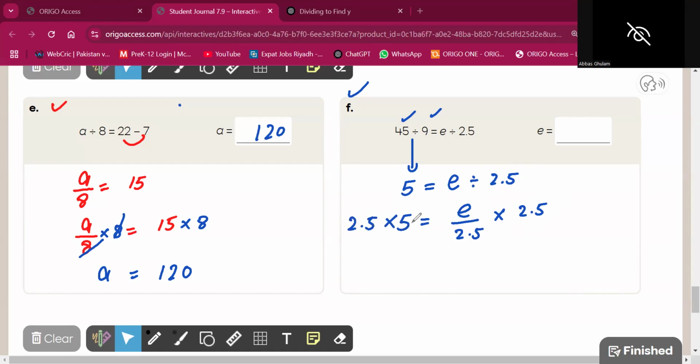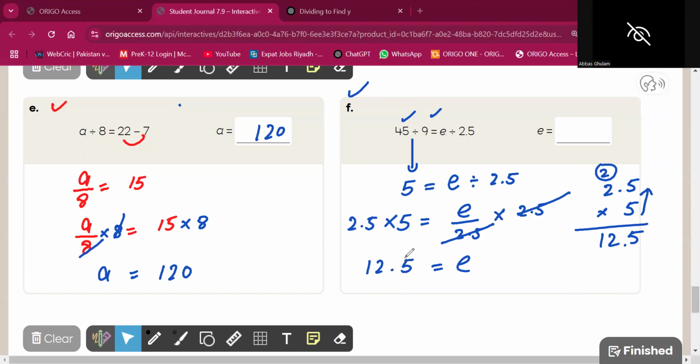I write here because there is no space. So that's why I write here. No problem, if you want to write here, it is okay. I cross this. It will be equal to, I will multiply here 2.5 times what? 5. 5 times 5 equals 25. 2 is carried. 5 times 2 equals 10. 10 plus 2 equals 12. How many numbers after the decimal? One digit, so I will put it here. So E is equal to 12.5.